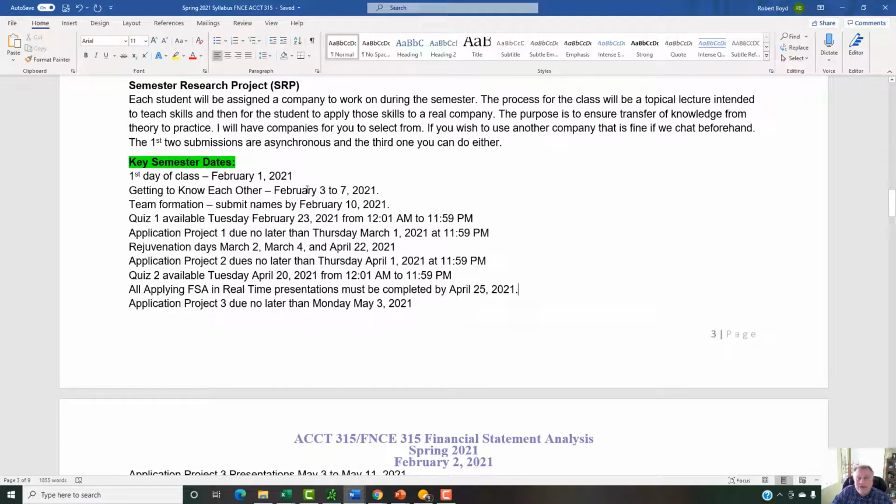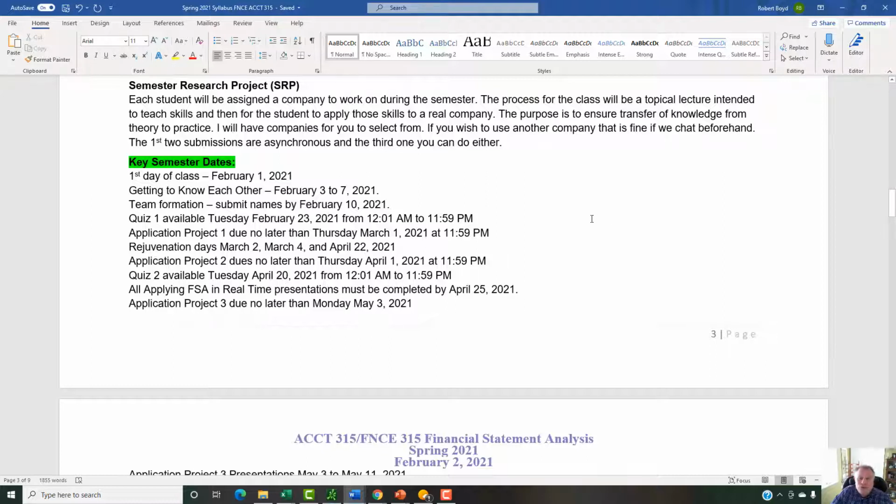First day of class, obviously it's February 2nd, not February 1st. Getting to know you exercise is February 3rd to 7th. Team formation, you need to get me the names by February 10th. We're going to do this over the semester, but once we have the names, I can start assigning articles and pieces. The first quiz will be on February 23rd, and the quiz is available anytime between 12:01 that day and 11:59. Once you start, you need to finish, but you have a full 24 hours to start it. And there'll be suggestions as to how long the quiz will take as we get closer.